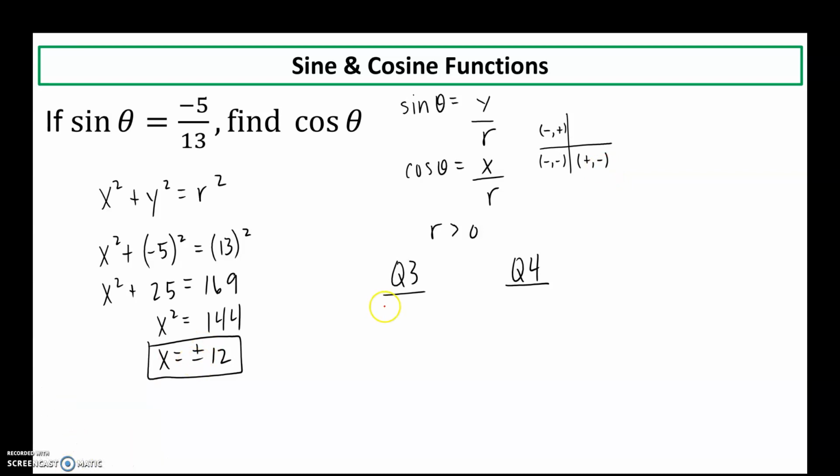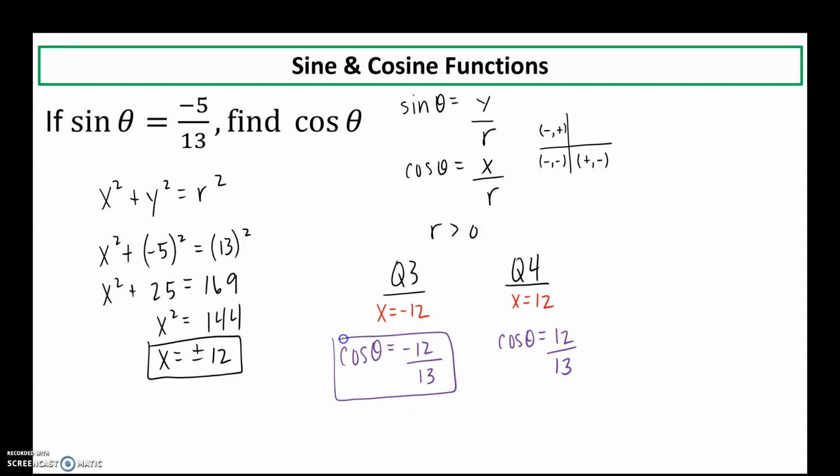So when I'm in quadrant 3, my radius is 13, my x-coordinate is negative 12. In quadrant 4, my x-coordinate is positive 12. So when I go to answer the question to find the cosine of theta, there's two answers that exist. The cosine of theta can be negative 12 over, we've already established our radius is 13. In quadrant 4, my cosine is going to be positive 12 over 13. Okay, so there's two possible answers to this because the sine function can be negative in two quadrants.